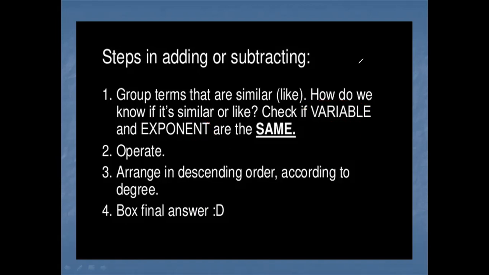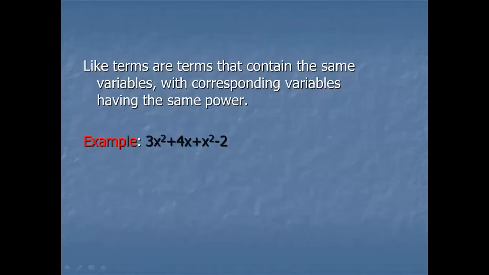So here, an example. Like terms are terms that contain the same variables with corresponding variables having the same power. Now in here, 3x squared plus 4x plus x squared minus 2. Poon, what are the like terms in here? 3x squared plus 4x plus x squared minus 2. What are the like terms there? Yes, Poon?